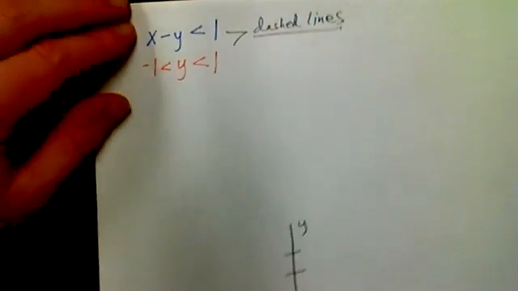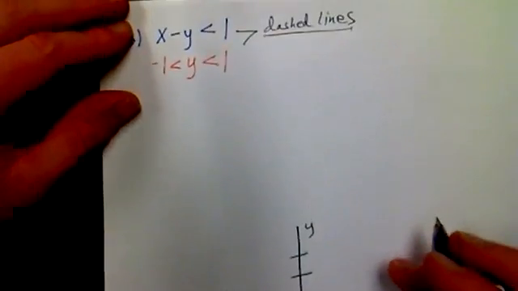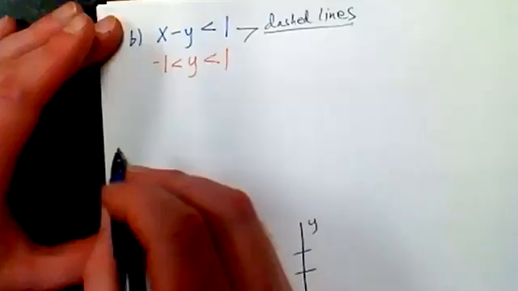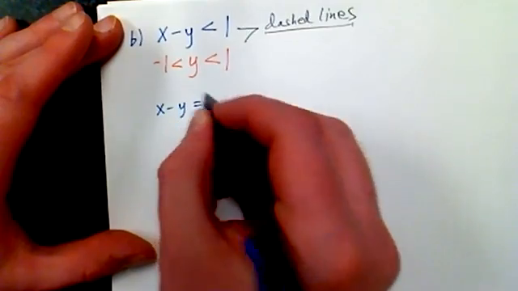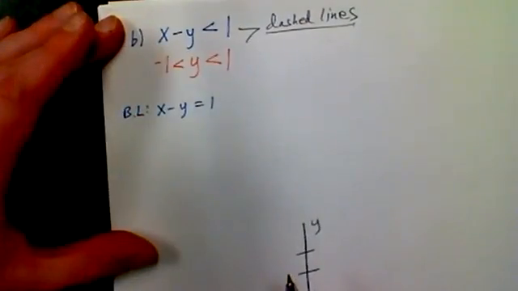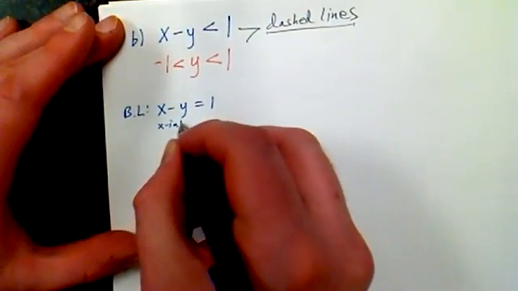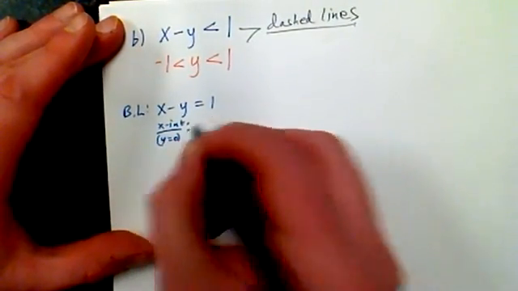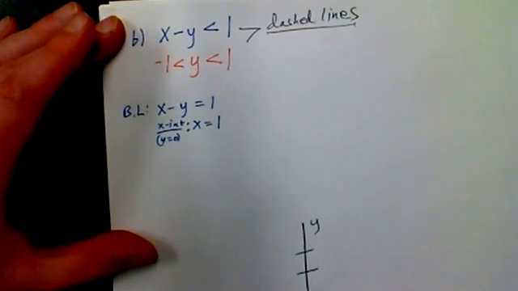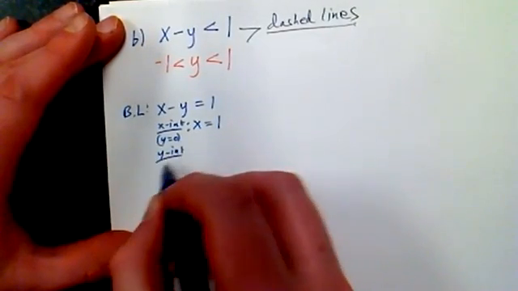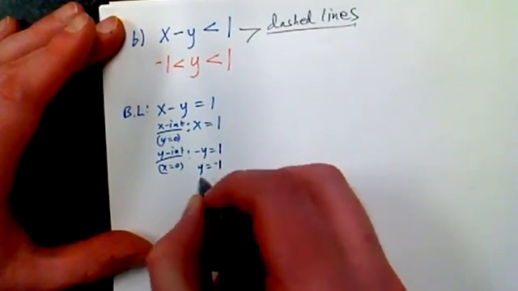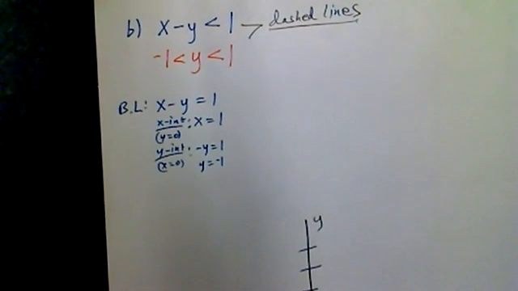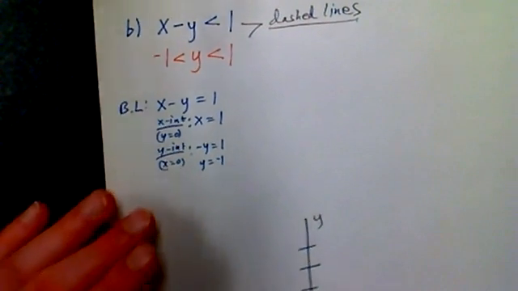And let's find the boundary line for the first one, the blue one. Our blue guy here is going to be x minus y is equal to 1. Remember, that's the boundary line. Then we can find our x-intercept when y is equal to 0. That's going to be x equal to 1, so 1, 0. And our y-intercept is when x is equal to 0. That's when negative y equals 1, or y equals negative 1. So that's going to be right here.